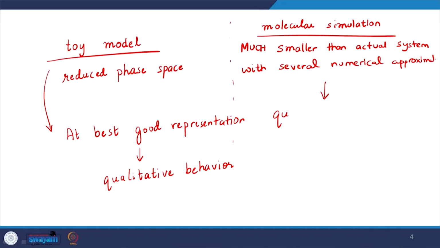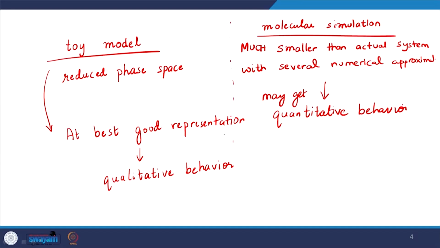But the model itself is representing the reality, right. So, that is the key difference. In the toy model case, we can get an exact solution, but even then it is far from reality. In the molecular simulation, even if we approximate the numerical solution, we are getting, so to speak, quantitative behavior that may be at least closer to the reality as opposed to a toy model, right.